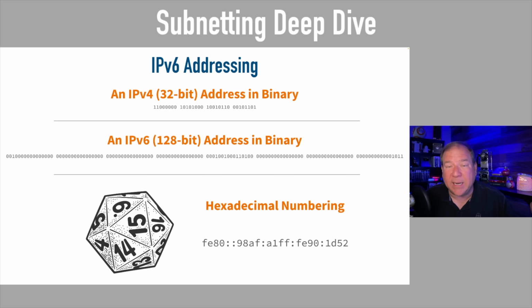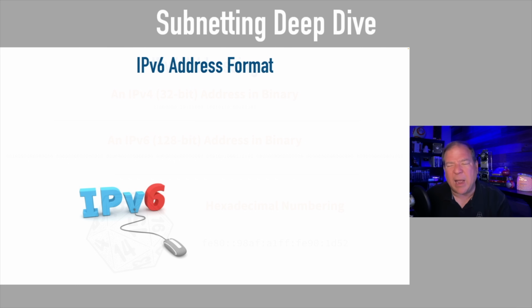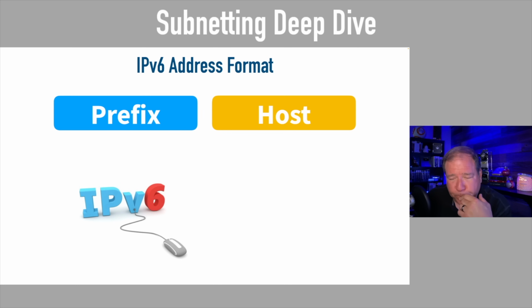So a 10 in decimal, that's going to be an A in hexadecimal. An 11 in decimal, that's going to be a B in hexadecimal. All the way to 15 in decimal, that's going to be an F in hexadecimal. And I'll give you a table that shows you that.